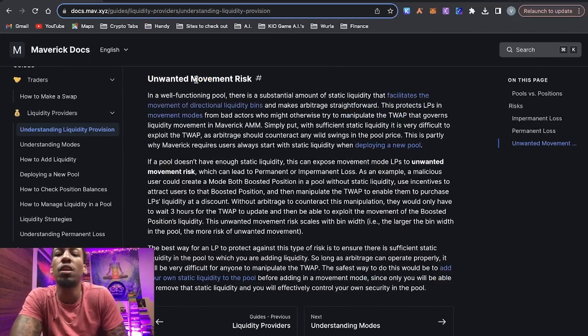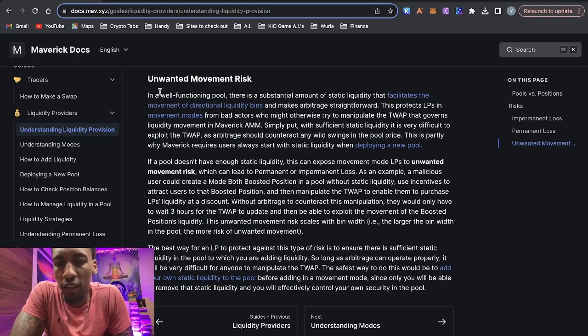They also have something called unwanted movement risk. So it says in a well-functioning pool, there's a substantial amount of static liquidity that facilitates the movement of directional liquidity bins and makes arbitrage straightforward. This protects liquidity providers in movement modes from bad actors who might otherwise try to manipulate the TWAP, which is time-weighted average price, that governs liquidity movement in Maverick AMM. Simply put, with sufficient static liquidity, it's very difficult to exploit the TWAP, as arbitrage should counteract any wild swings in the price pool.